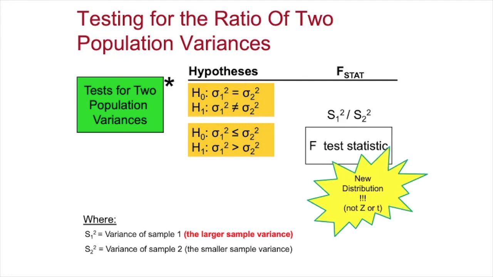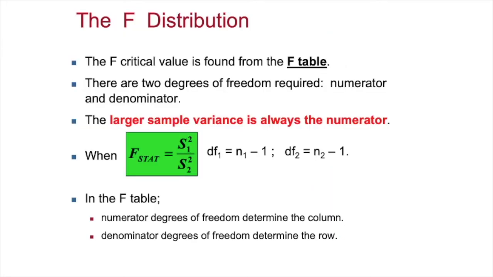And now, this is a new distribution that we haven't talked about before. So far we've talked about z distributions, we've talked about t distributions, and now we have a new one called the F distribution. So even though it is a new distribution, it is going to function roughly the same way as the other two. So the F critical values will be found from an F table, the same way we had z critical values from a z table and t critical values from t tables.